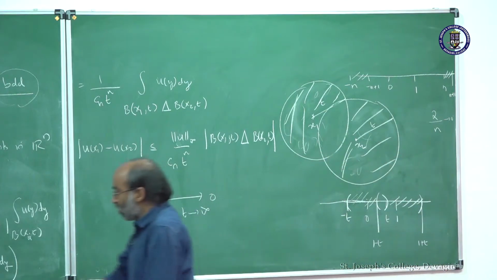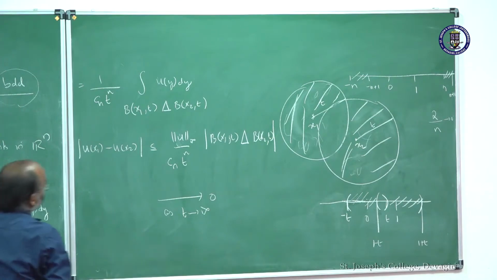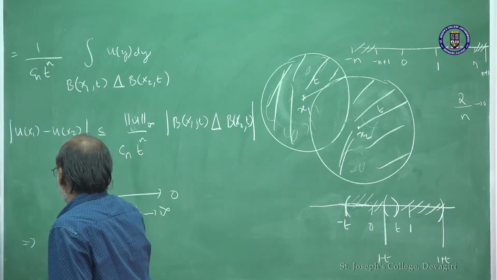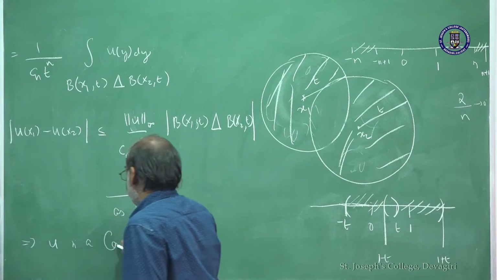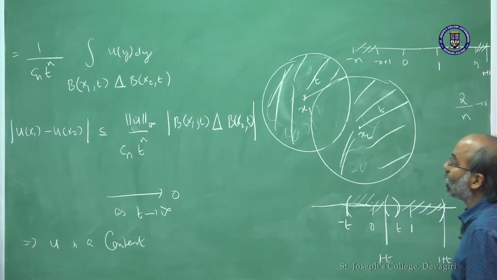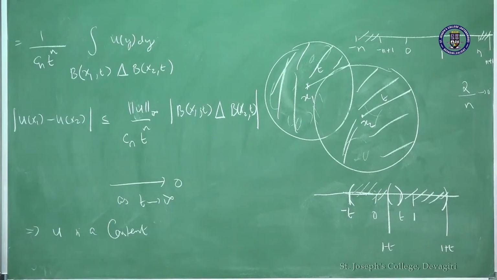So, I have proved that if I take two arbitrary points x1 and x2, u(x1) minus u(x2) is 0. This implies u is a constant. So, bounded harmonic functions are constants. Okay, we have one more property of harmonic functions called the reflection principle.